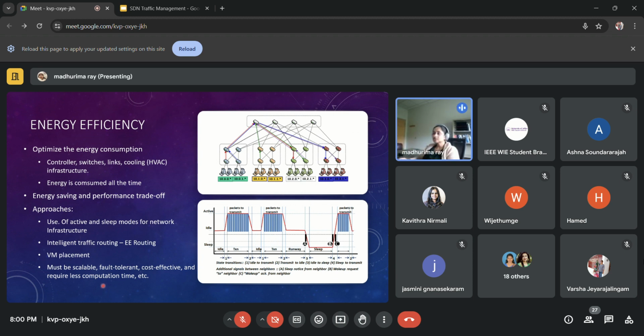So we have to make sure whatever solution we are proposing has to be scalable. It shouldn't be something that needs a lot of statistics to be kept before it can make a decision. It has to be scalable, fault tolerant, and cost effective, definitely. And the computation time is the key. You cannot spend a lot of time deciding what to do.